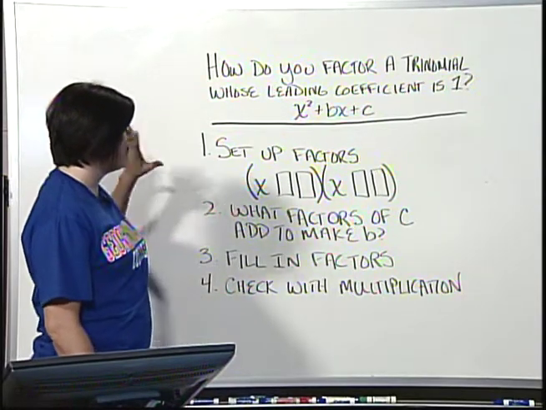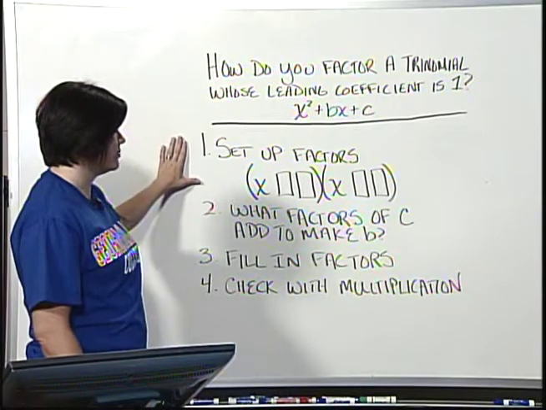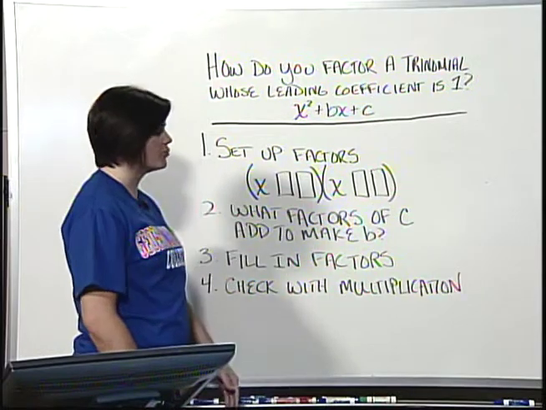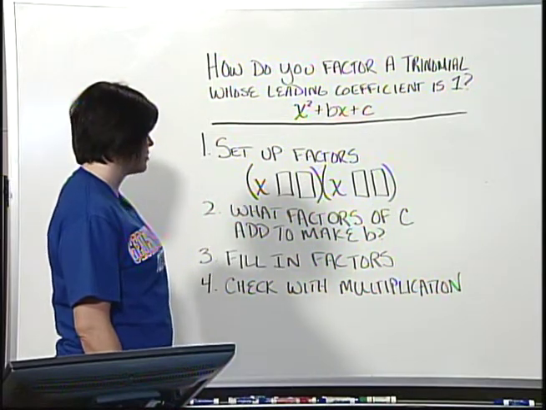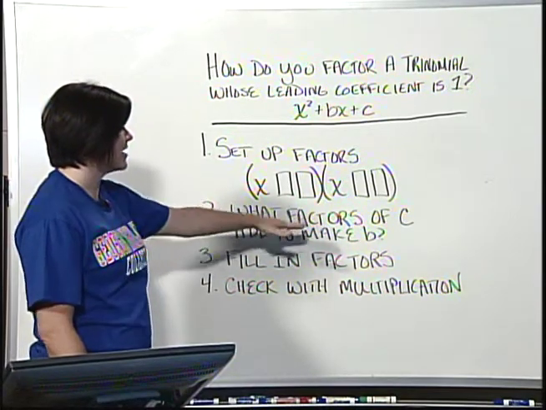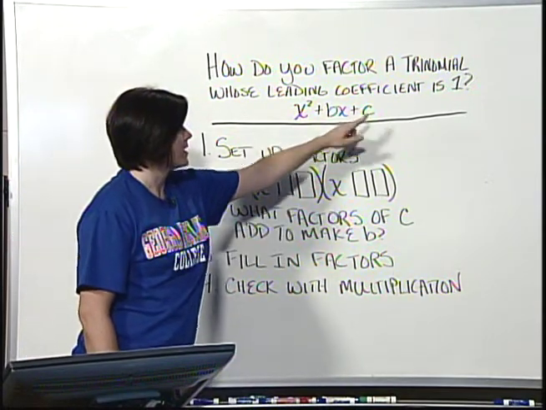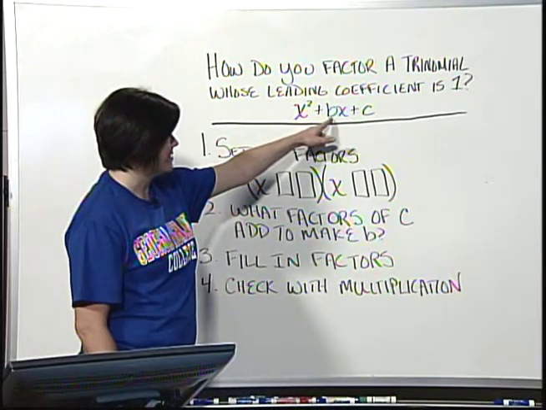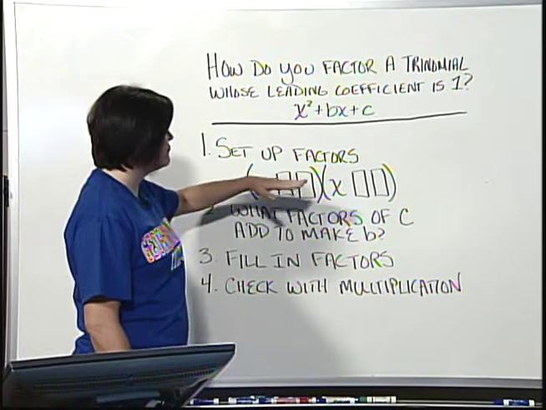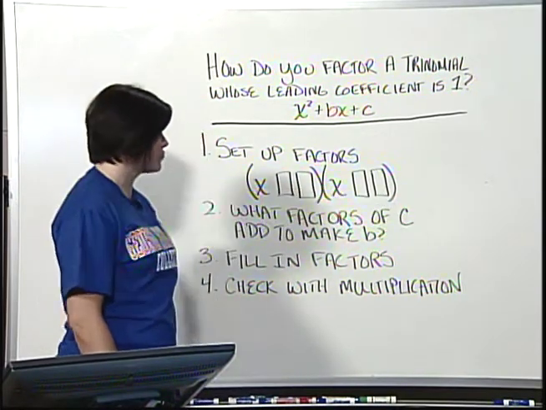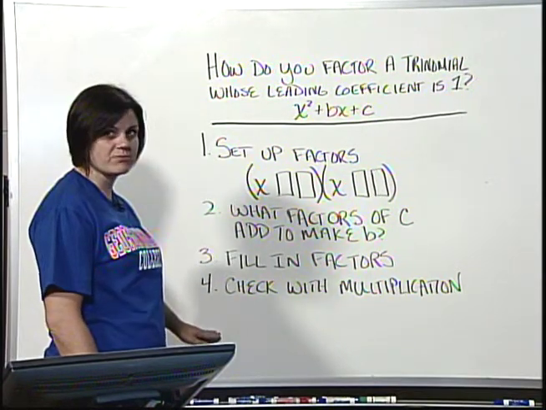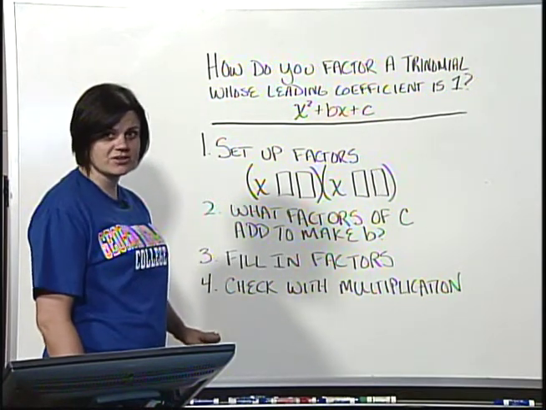Okay, so to begin factoring this type of trinomial, you want to set yourself up parentheses that give you room to write your factored form in. Then you're going to ask yourself, what are the factors of c that add to make b? When you find those factors, you'll then fill those factors into the form that you created. You have it factored here, and then you'll check with multiplication. So let's take a look at an example.